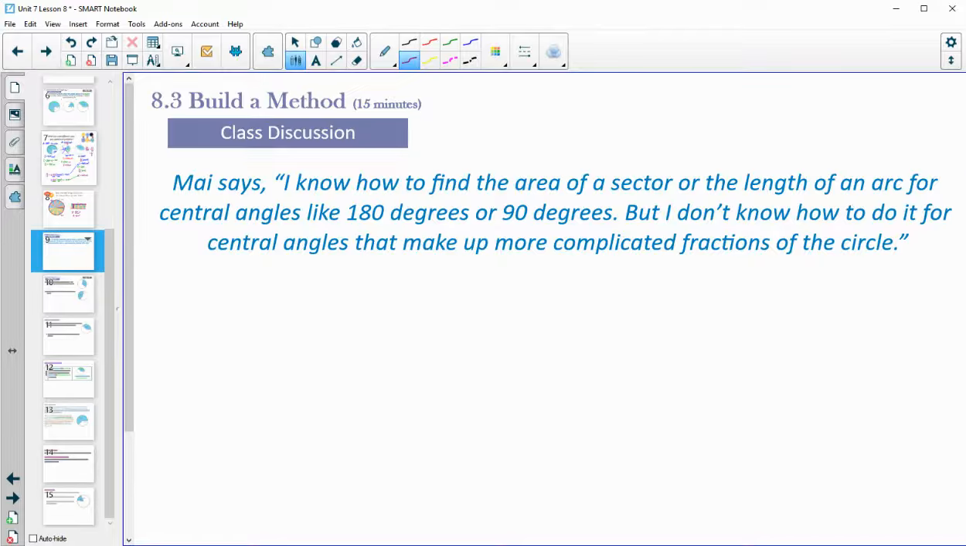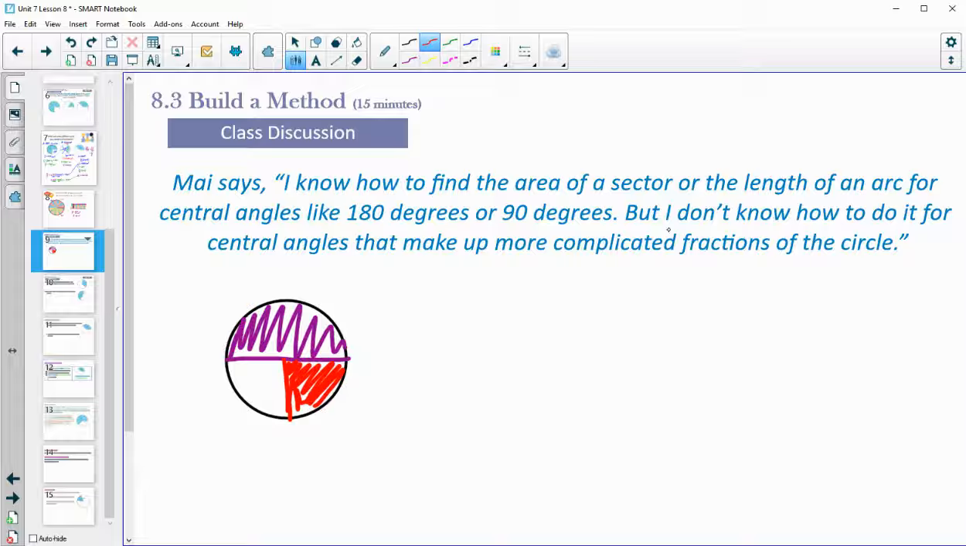All right, then activity 8.3. So Mai says that she knows how to find the area of a sector or the length of an arc for central angles like 180 degrees or 90 degrees. So those were some that we looked at here, where we had a 180 degree central angle, so it covered kind of this whole space, or a 90 degree central angle where it covered a fourth of the circle. But she's not sure how to do it for central angles that make up more complicated fractions of circles like we just looked at for that 135.